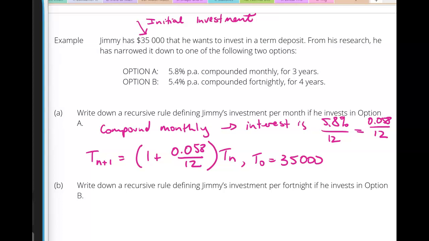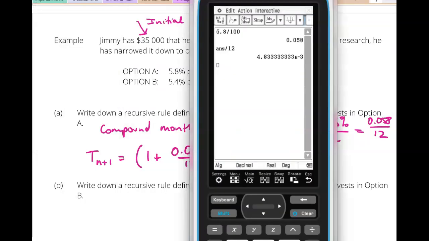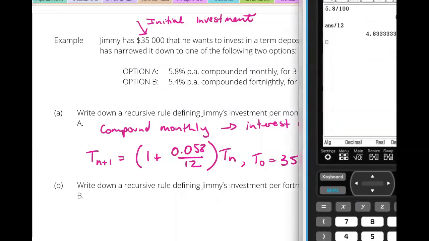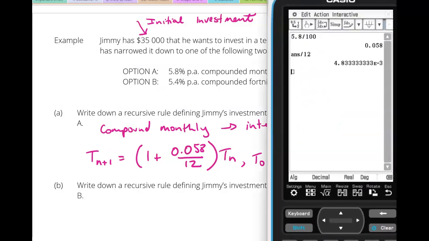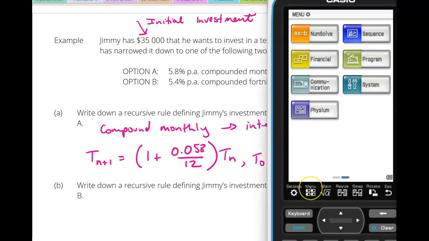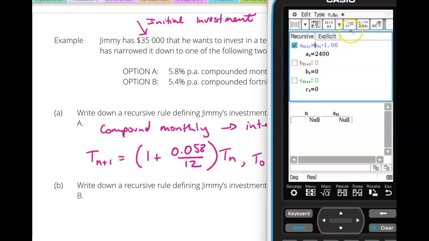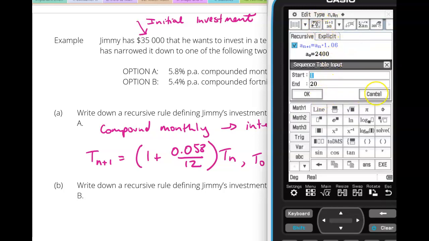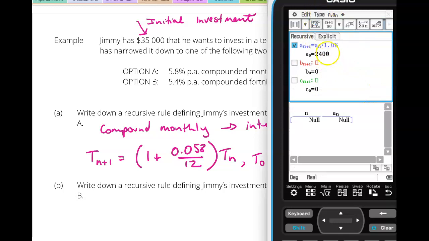I just want to show you how that works and how the sequence is then generated. To 3 because it's 3 years? No, because this is a recursive rule, so we just want to see what's going on each month. Oh, I see. You don't want the final, that would just give you a final answer. Okay, that makes sense then. So if we go back into sequence, and this time we want this as 1 plus 0.058 over 12, and then the starting value, we'll make this an A0 type. The starting value is 35,000.